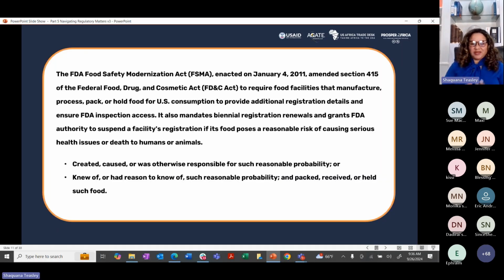So I won't deep dive into this too much, but it was extremely important to have a screen on here that you can refer back to in your recording because you need to understand when this was enacted. The FSMA started in January of 2011. It's been amended since then.